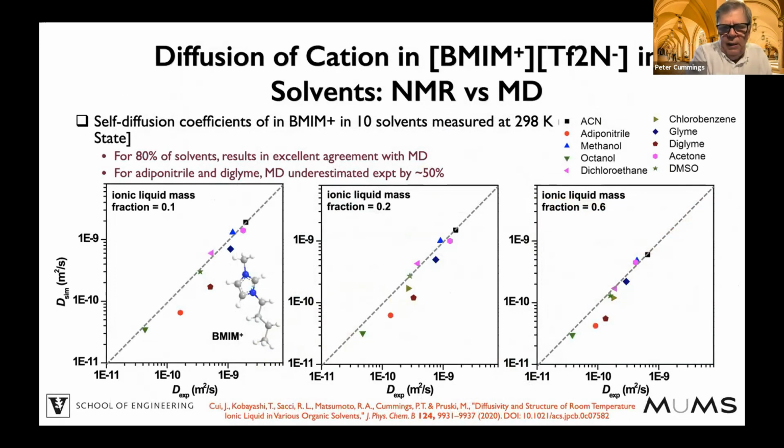And more recently, our colleagues at Ames Lab at Iowa State University measured the self-diffusion of BMEM in 10 solvents. This is a subset of the 20 or so that we looked at. And the remarkable thing was how, for most of these cases, the simulated diffusivity matched the experimental one almost exactly, in 8 out of 10 cases, and even as a function of increasing ionic liquid mass fraction. So we were pretty excited when we got this experimental verification.